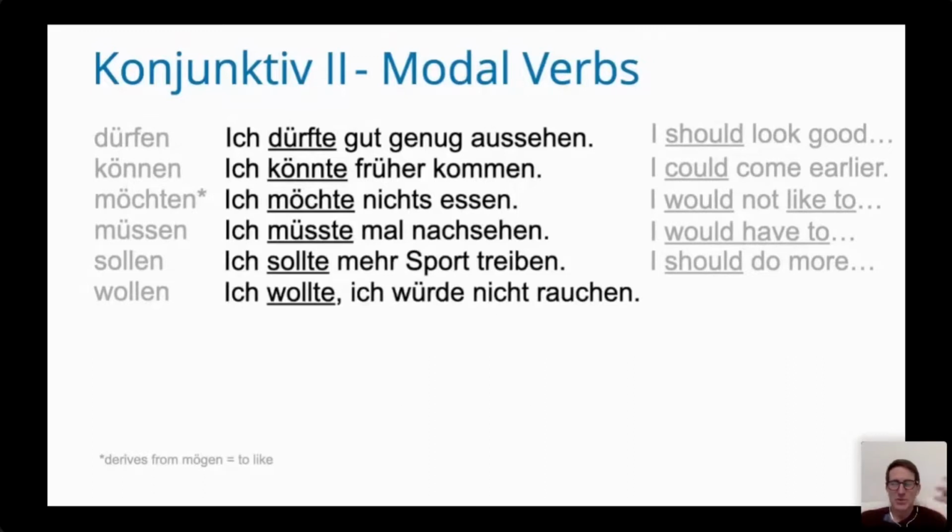And ich wollte we used before instead of ich wünschte, because wollen is the modal verb that I wanted to show you. Ich wollte, ich würde nicht rauchen. I wished I wouldn't smoke, or I wanted, literally. Wollen is the harsh form of möchten, of mögen. You don't say ich will einen Kaffee, you say ich möchte einen Kaffee.